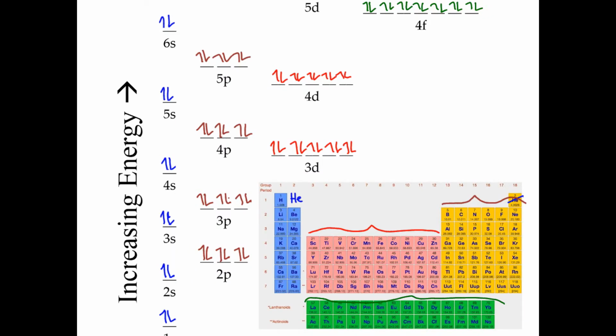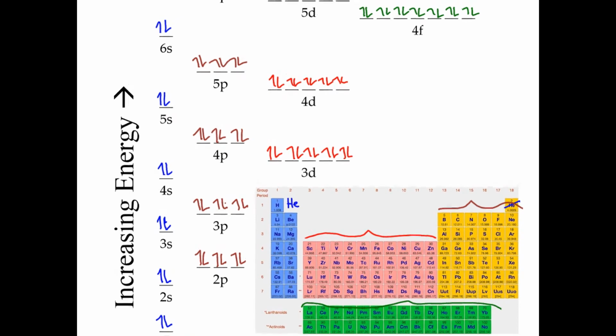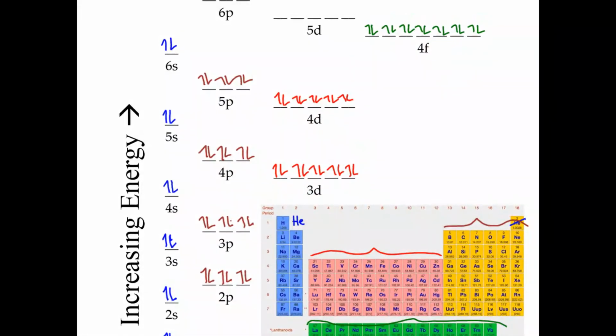And then look at what happens. We're going to go back, and this element right here is going to start filling in here. And notice on our little chart that 5d comes next. So 5d is going to fill in 10 electrons for all those 10 that go there.